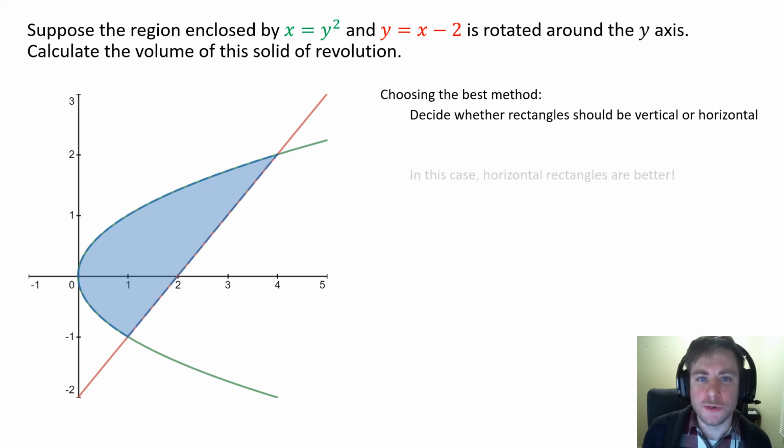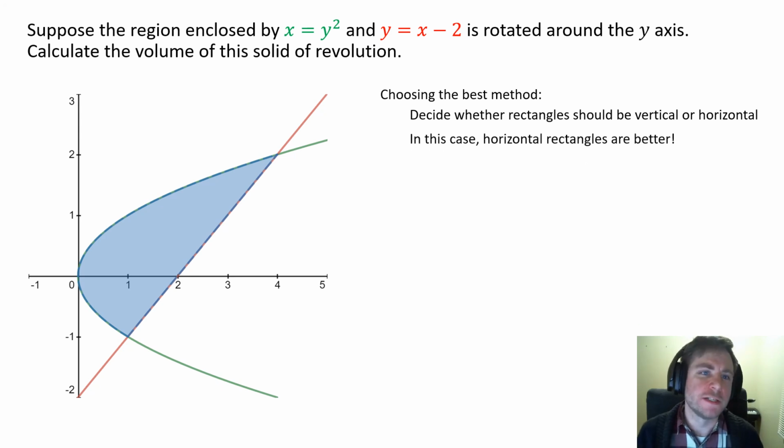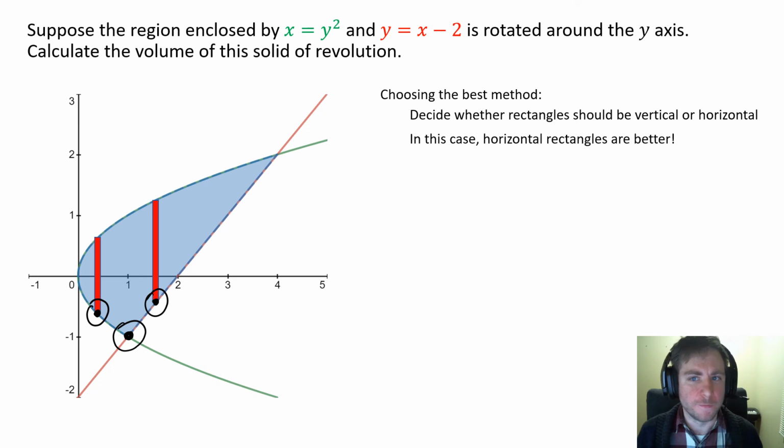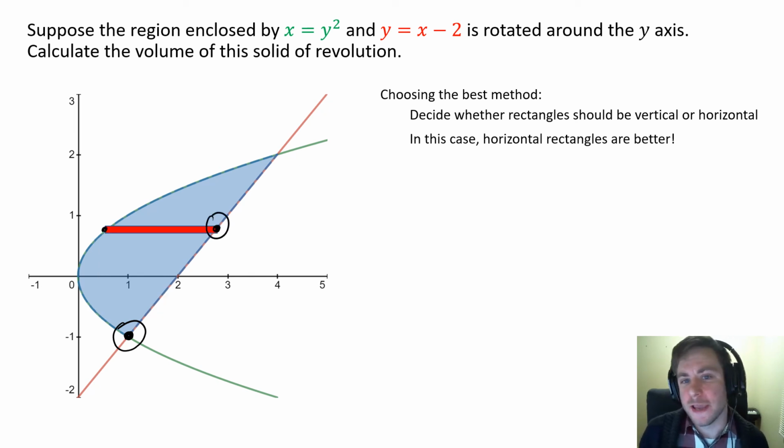Technically, either way you do it can get the job done, but the superior choice in this example would be horizontal rectangles. And the reason for that is because there's this intersection point along the bottom of our region. That would cause a situation where the way you label the bottom end of a vertical rectangle would be different depending on where you put it. So you'd have to divide the region up and do two separate calculations of volume if you wanted to use vertical rectangles. But for horizontal rectangles, the ends would be labeled the same way no matter where you put it in this region. So that's what makes horizontal rectangles a superior choice.